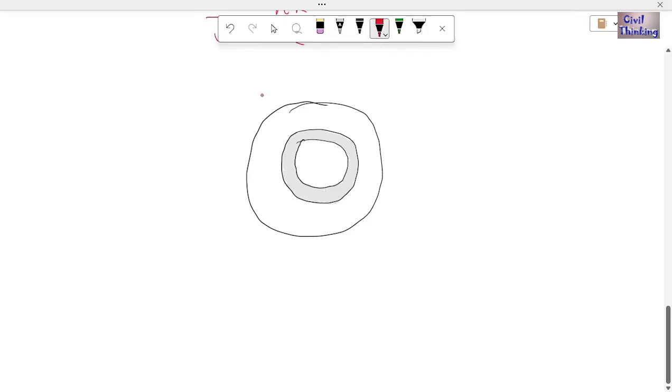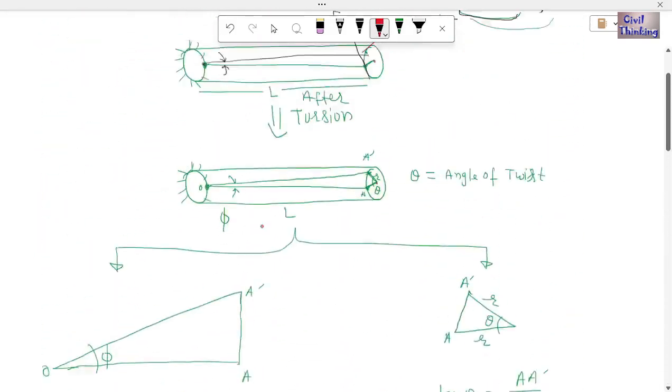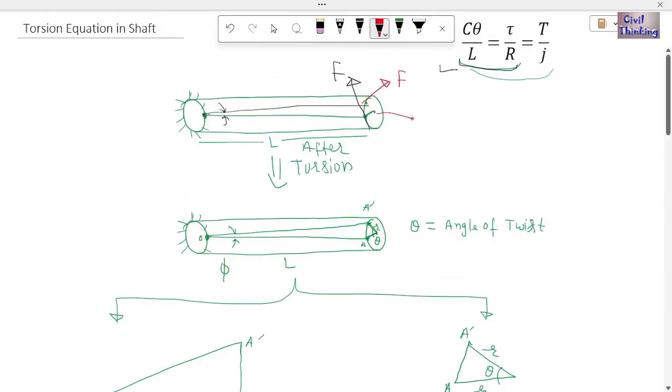Now what I did in this cross section, I considered a strip inside. We will analyze this for the torque and see if we get a relation between torque and polar moment of inertia for this strip, and then we will integrate it. T is the total torque, and we will integrate it and get the torque of the entire cross section. So that's what I did.